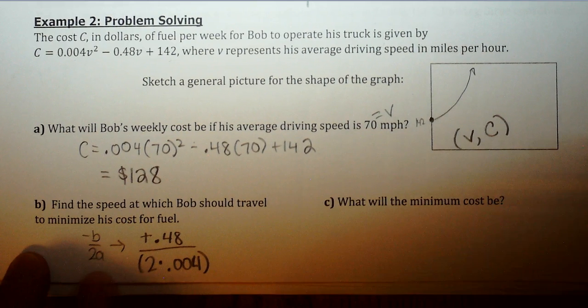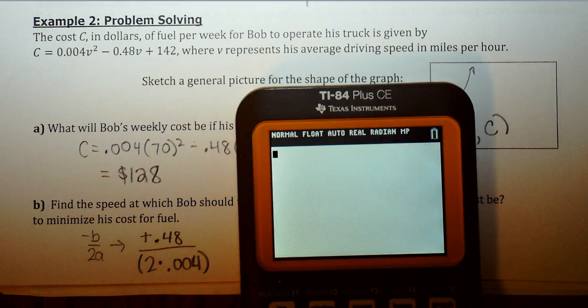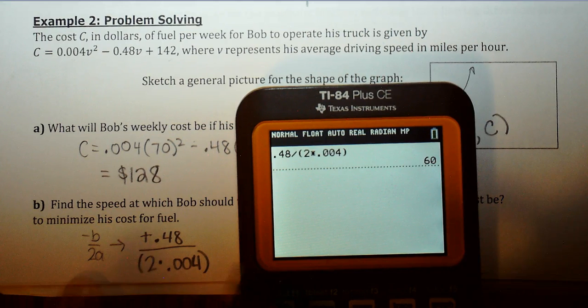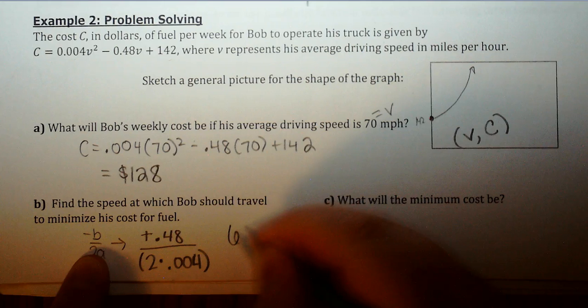and hopefully my calculator is going to let us do this here. So I'm going to do 0.48. You have got to put this in parentheses or it won't work. 2 times 0.004. And I'm going to get 60. So he needs to go 60 miles an hour.